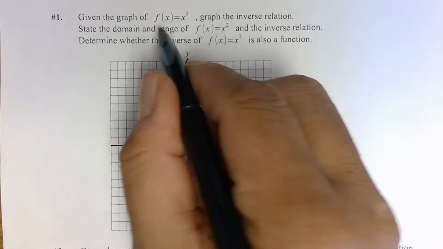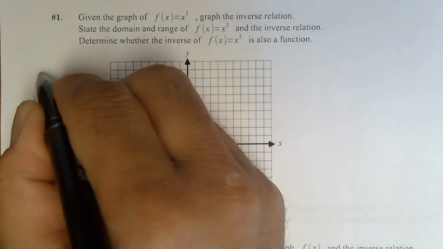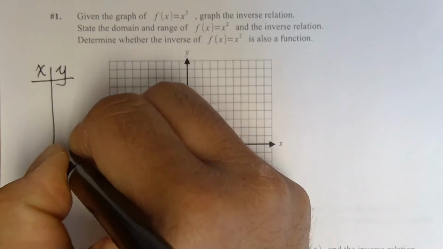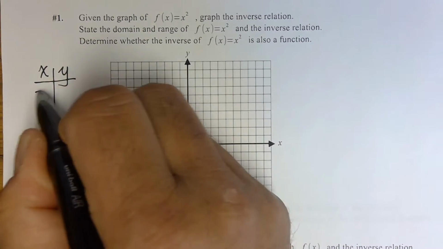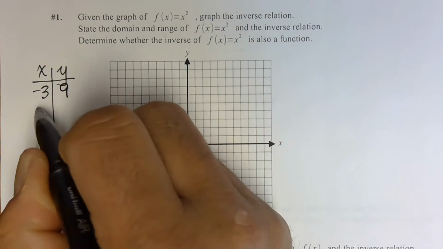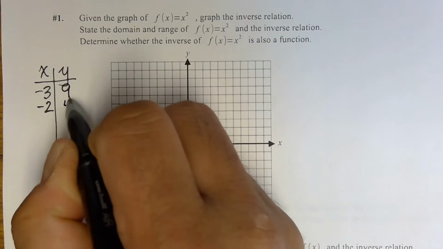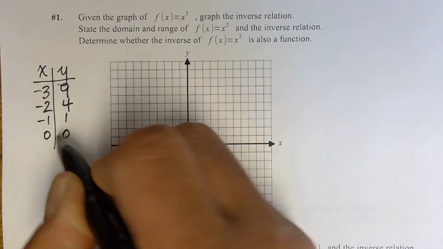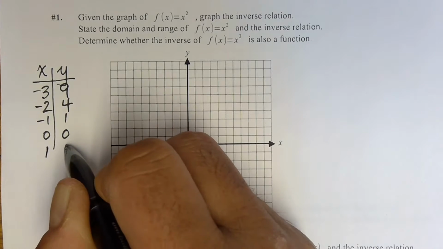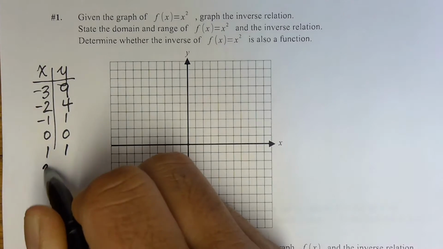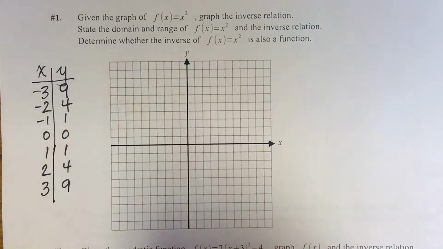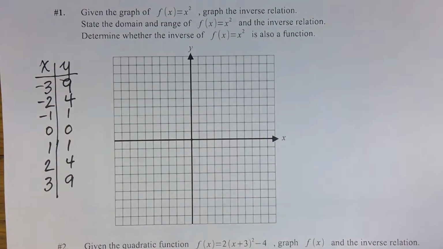So for the original y equals x squared, you might have x, y. You might have points like -3, 9, -2, 4, -1, 1, 0, 0, 1, 1, 2, 4, 3, 9. You don't have to put so many points, but that's your original.